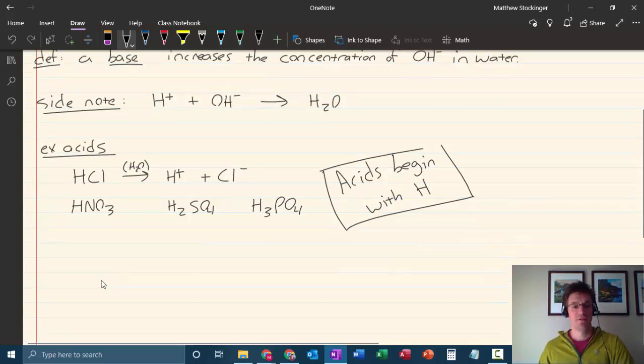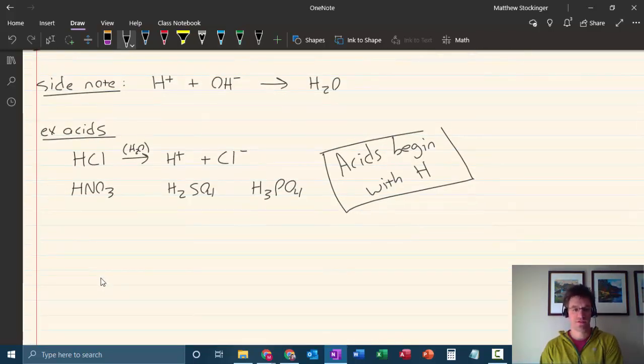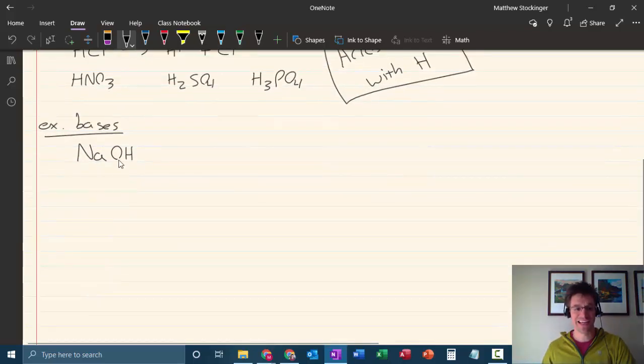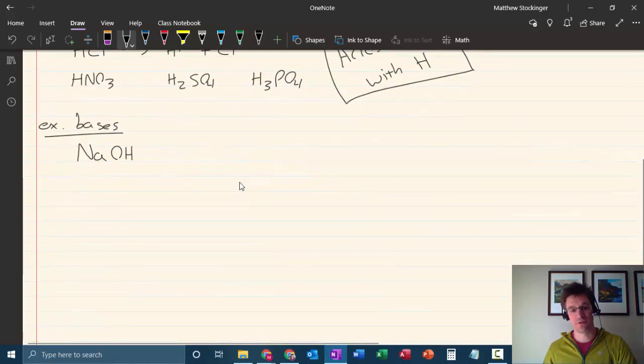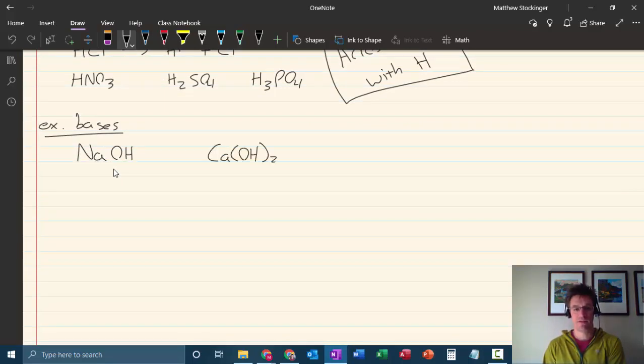Bases create hydroxide in water. So, as you can imagine, they need to have OH in the formula. So NaOH would be a common one. Notice that with a base, the OH isn't in the beginning, it's at the end. That's because OH is a negative anion, and the anion always comes second in the formula. We could also have calcium hydroxide, aluminum hydroxide. Anything hydroxide is a base.